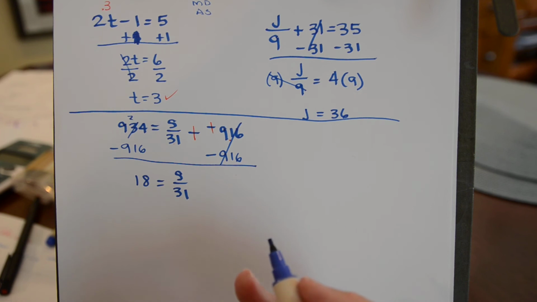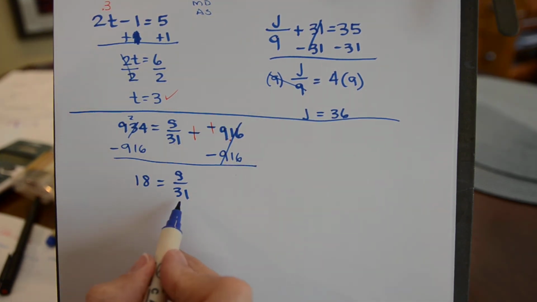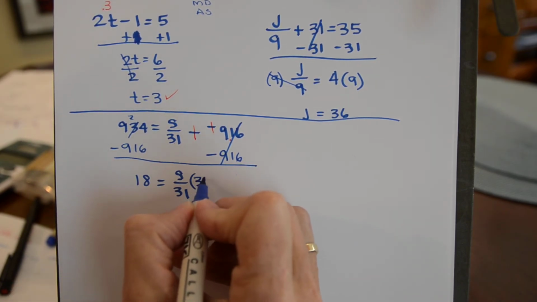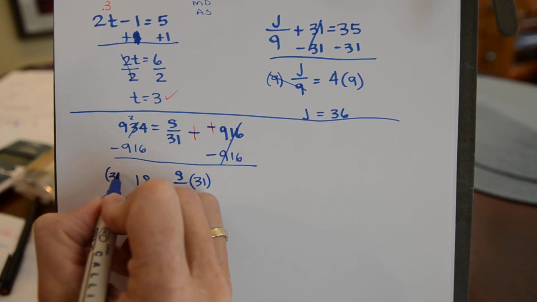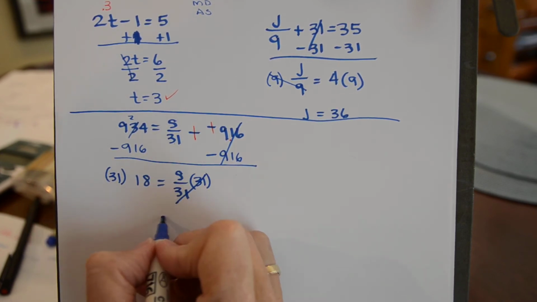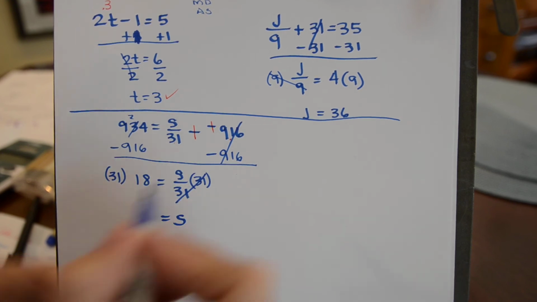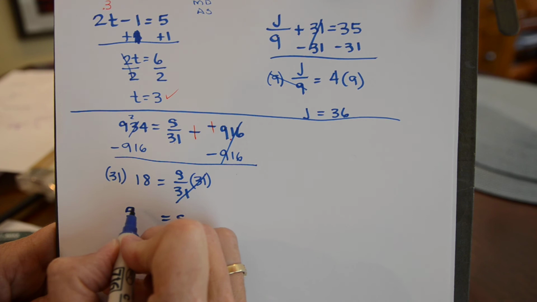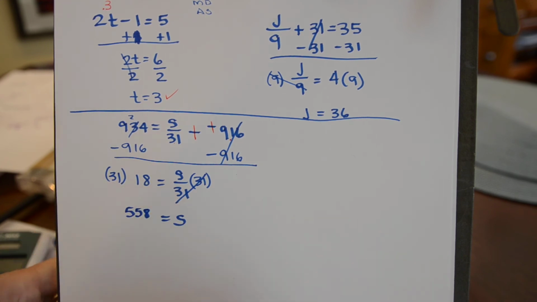is left with this. Now, I am dividing by 31. In order to get rid of this 31, to get it moved to the other side, I must multiply both sides by 31. So this cancels out, leaving just the letter s. And then I'm going to use my calculator because I do not want to deal with that. And I get 31 times 18 equals 558.